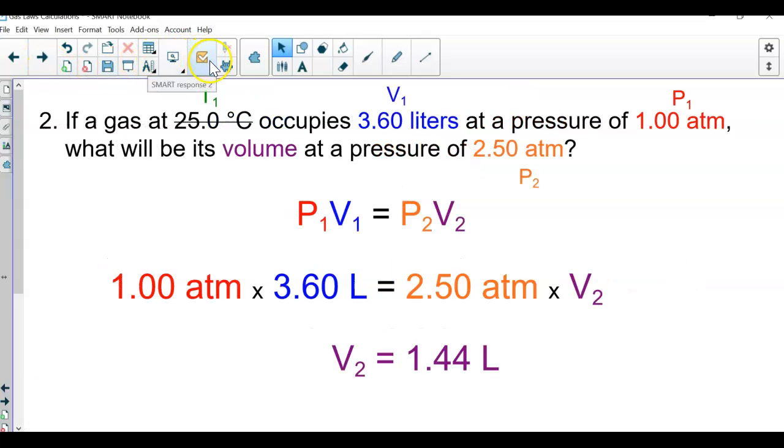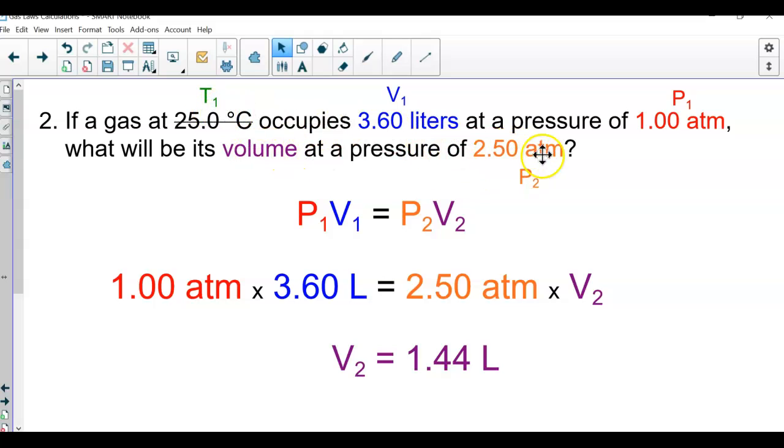Example number 2. So here it says if a gas at 25 degrees Celsius, that's a temperature, occupies 3.6 liters, that's a volume, at a pressure of 1 atmosphere. So all of these are happening at the same condition or same moment. So they all get a subscript 1 in this case. What will its volume be at a pressure of 2.50 atmospheres? So I want to know what its volume is when its pressure changes.